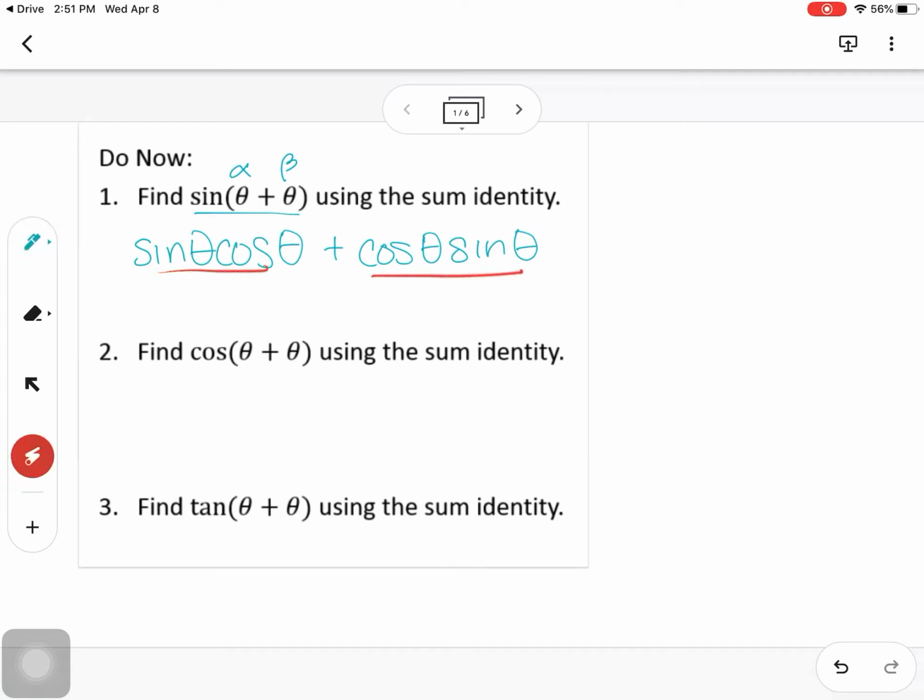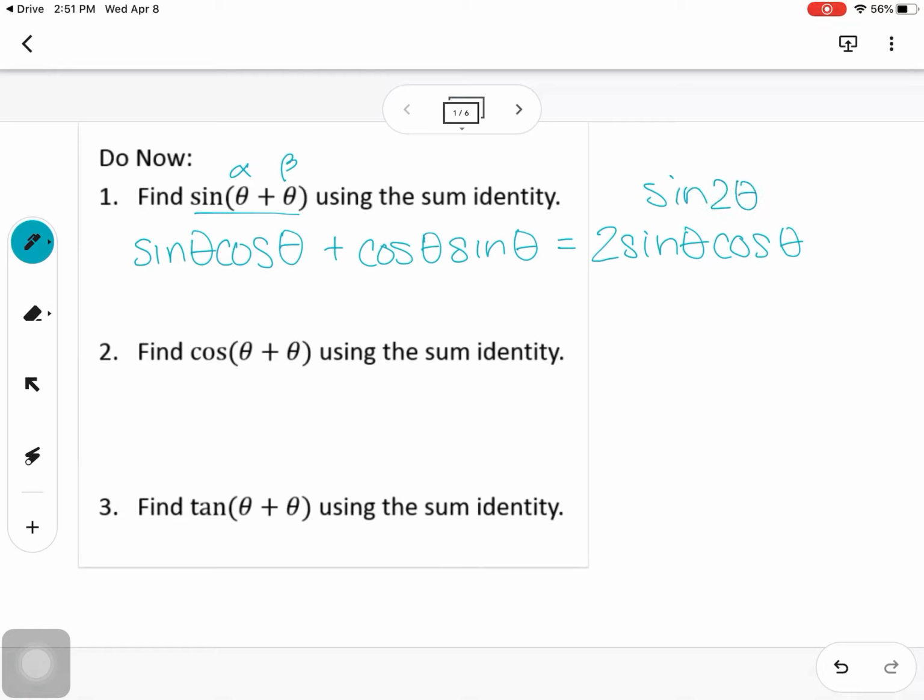When we're looking at these, they are really like terms because in multiplication your order doesn't matter. So I can combine them together and it would just be 2 sine theta cosine theta. And what you're going to learn in a second, sine of theta plus theta is really sine of 2 theta because 1 plus 1 is 2. So this is actually going to be your first identity.